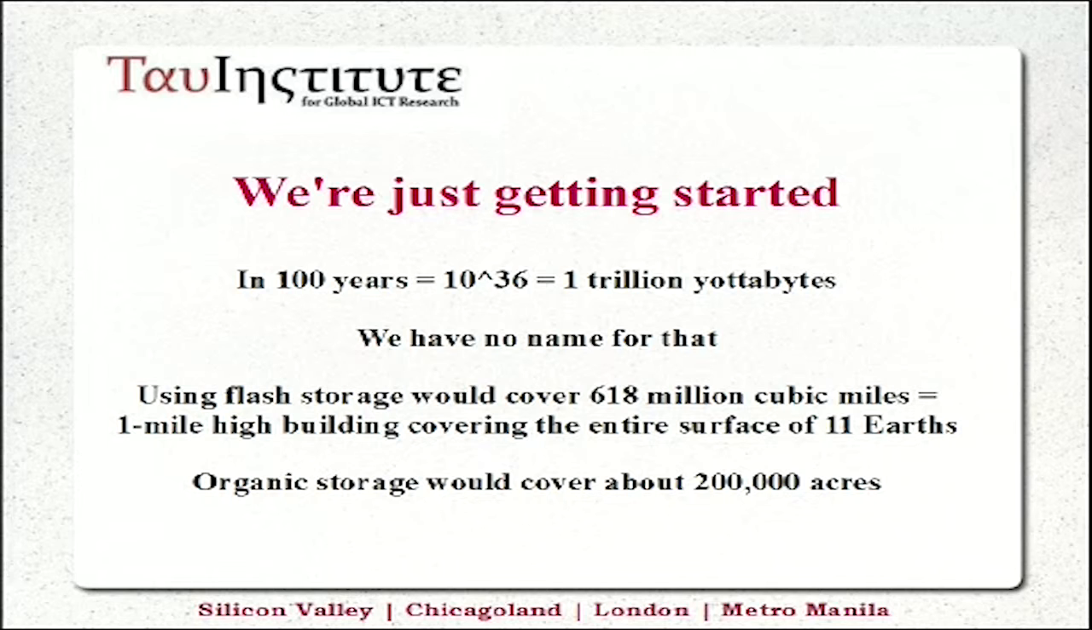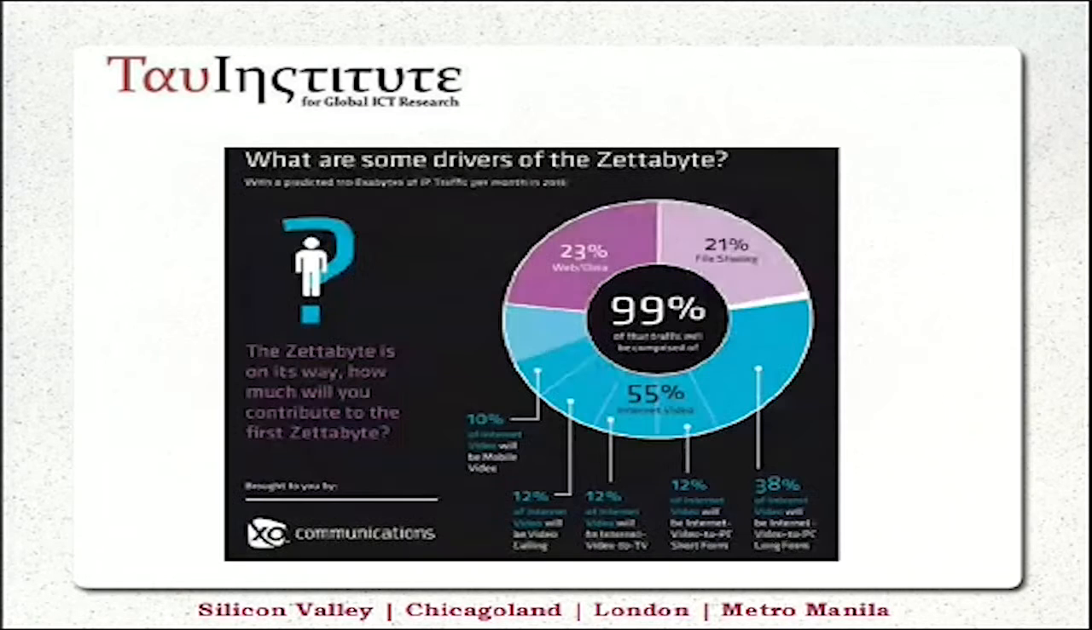We've been looking at different ways of organic storage for years and years: DNA storage, molecular, atomic, however you want to look at it. Hand wave, they'll figure it out. And that amount of storage, 100 years from now, will cover about 200,000 acres. So they'll handle it.